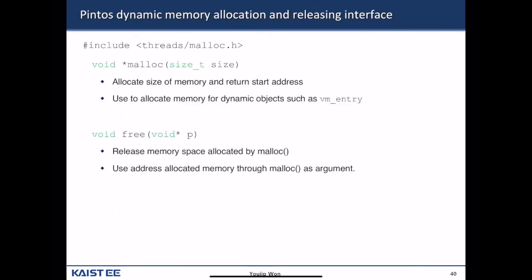And there are two more functions. First one is malloc, and this is free. So malloc is a function that allocates a size of memory and returns a start address. And it is used to allocate the memory for dynamic objects such as VM entry. So you're going to use malloc to allocate a space for VM entry, and free is the function that is used to release the memory space.